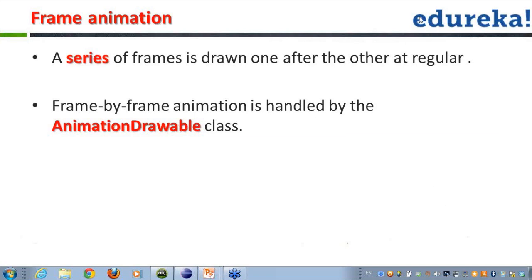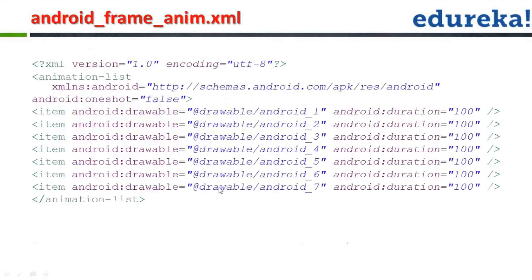So I was telling you about the frame animation. A frame animation is a series of frames which are drawn one after the other at regular intervals. Frame by frame animation is handled by the AnimationDrawable class. So this is the class that handles the frame animation. Let's take an example for this.